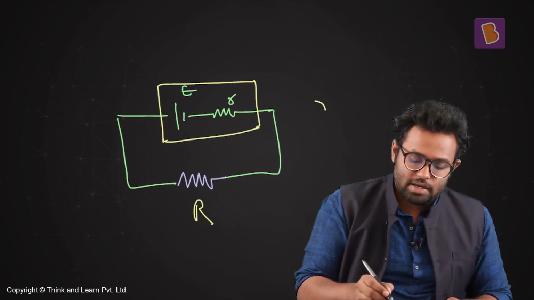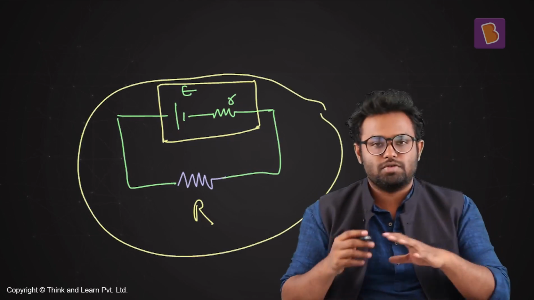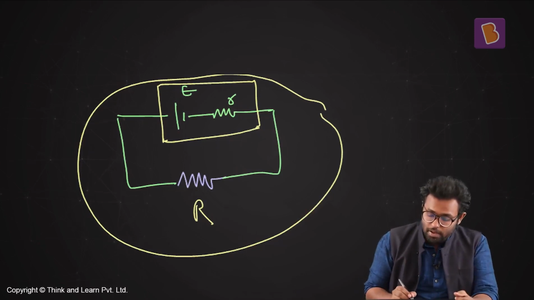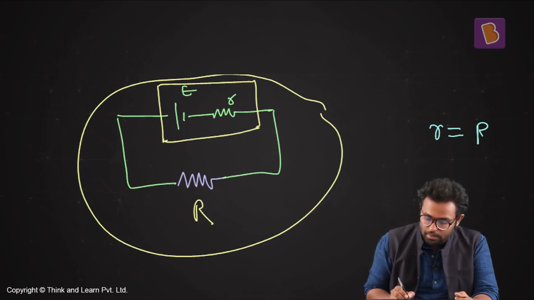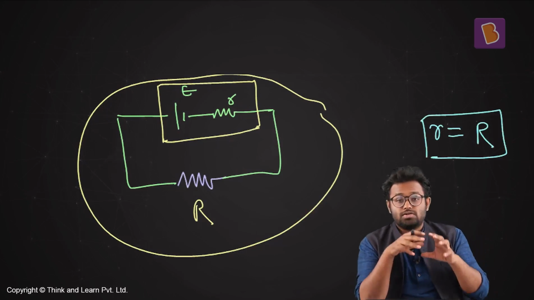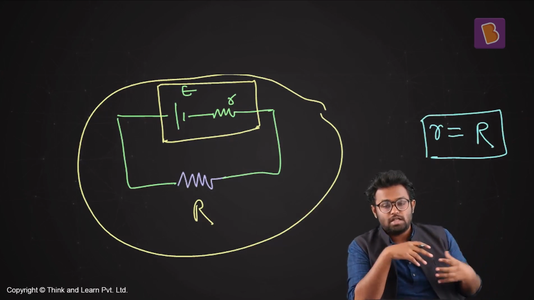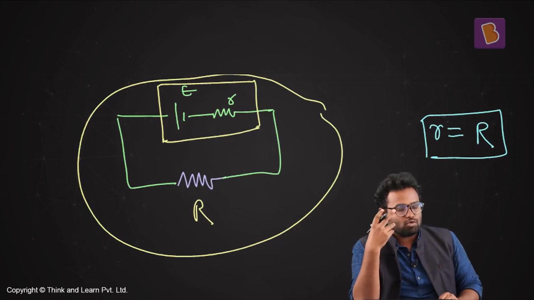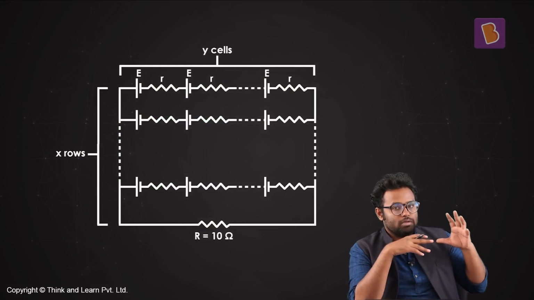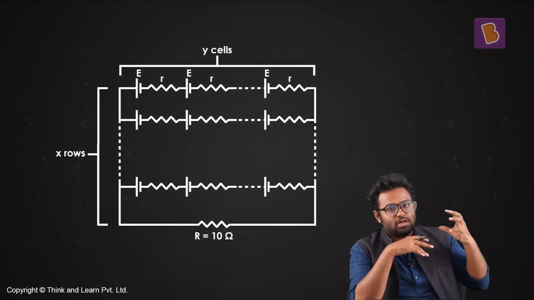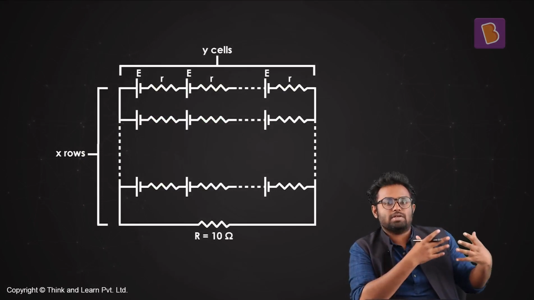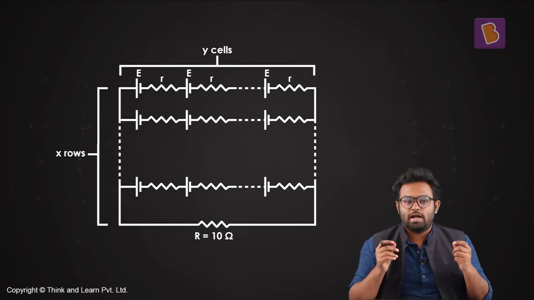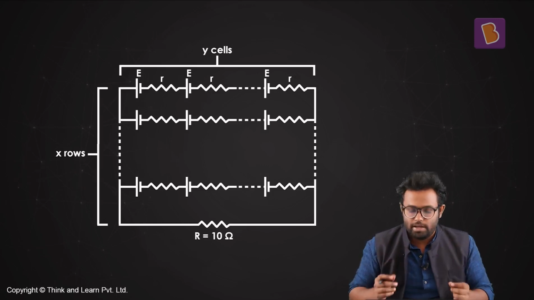Usually this is the case given in most of the books, and the result says that power delivered will be maximum when R is equal to r. So when the external resistance is equal to the internal resistance, the power delivered is maximum. In this case, I have to find the net internal resistance and set it equal to capital R, which is 10 ohms, and doing that should make me arrive at the values for x and y.